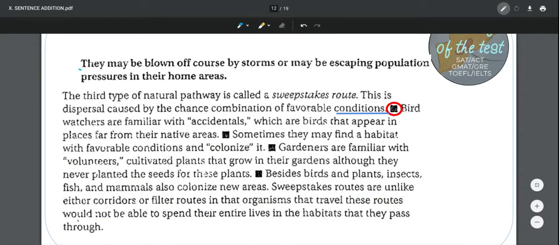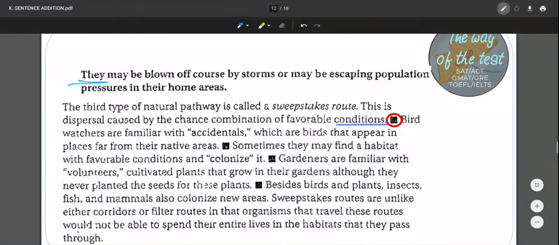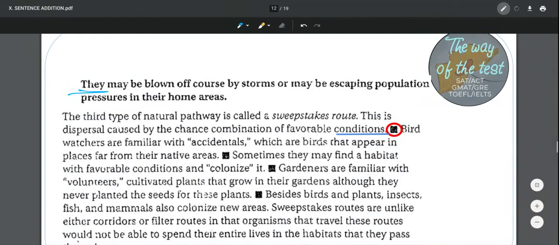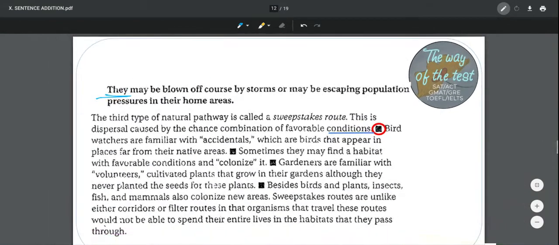Again, I have the reference "they." If I put this sentence in the first black box, the word they will be referring to my previous plural noun, which is conditions. Now, this is very important. The word they in this position does have a reference. The reference is the word conditions. It's not that I don't have a reference for the word they. I do have a reference.